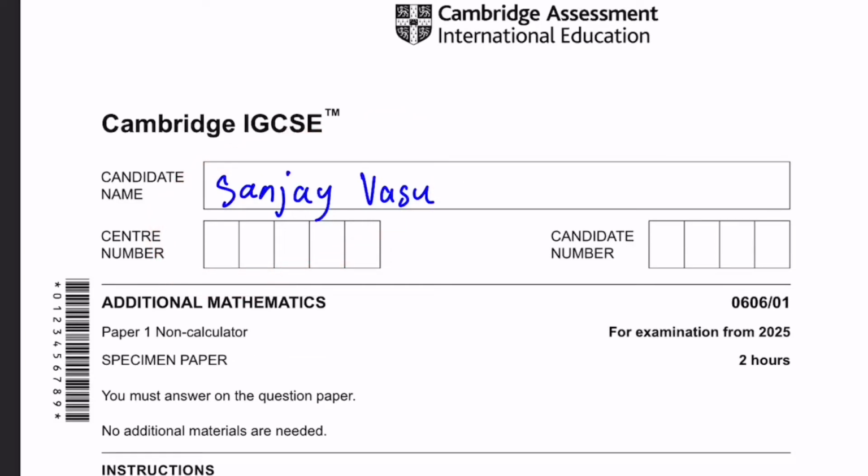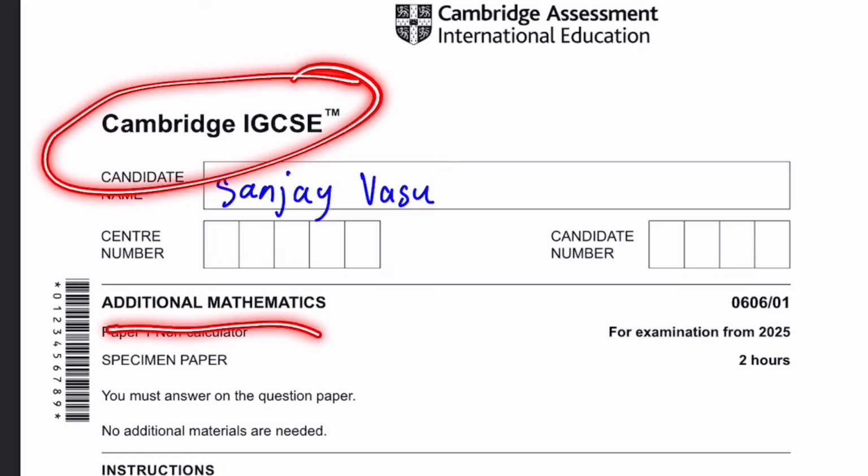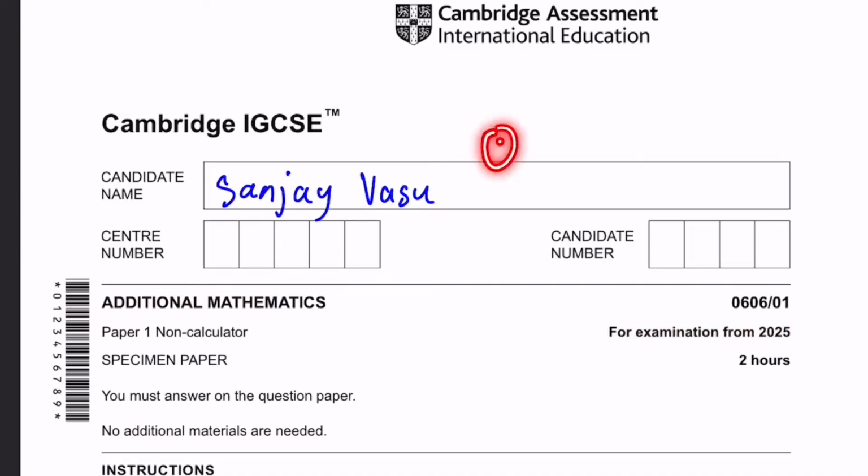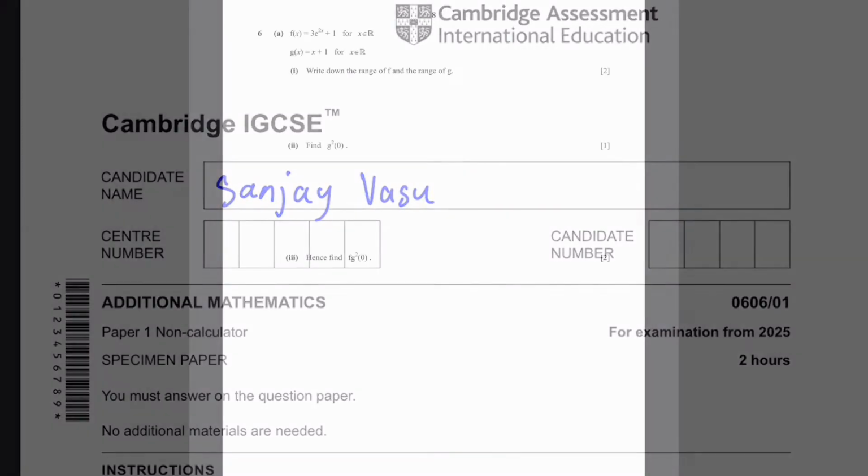This time I'll be doing it on Cambridge IGCSE Additional Mathematics, Paper 1, which is the non-calculator paper, and this is a specimen paper for examination from 2025. In this video, I'll be doing questions 6 to 10 of this paper. Let's start. Question 6.